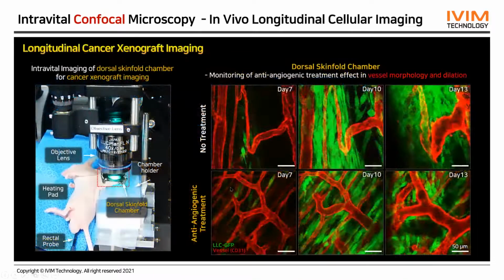We can also monitor the change of the blood vessels in the cancer model, in the tumor model. As you can see, at day 7, day 10, and day 13, you can see the increase of the tumor cells, this green color, LLC-GFP cells, and the change of the blood vessels at 7, 10, and 13. You can see the dilation of the vessels like this.